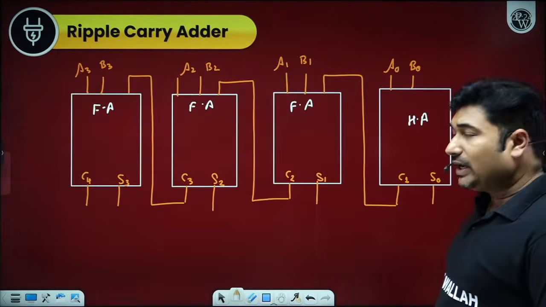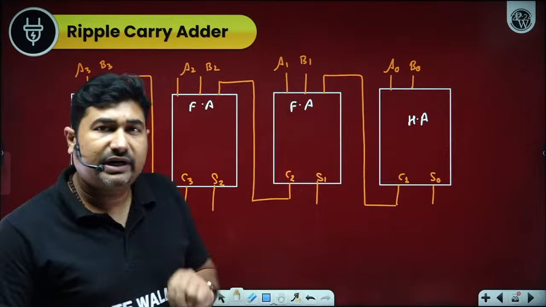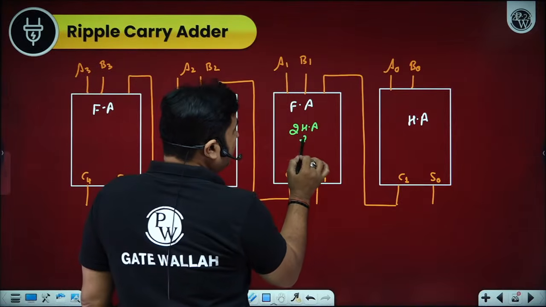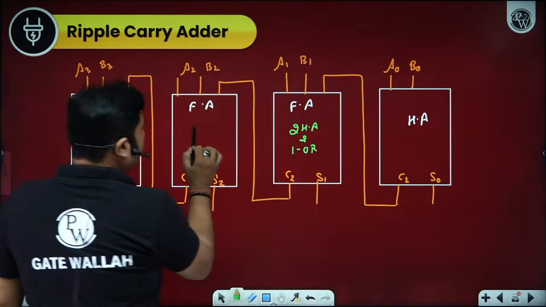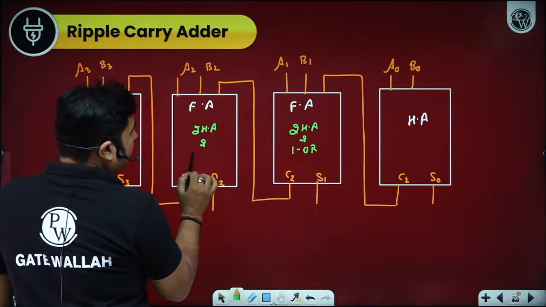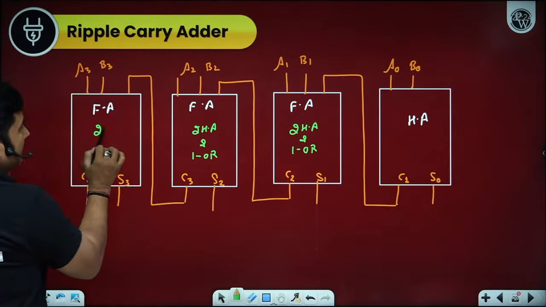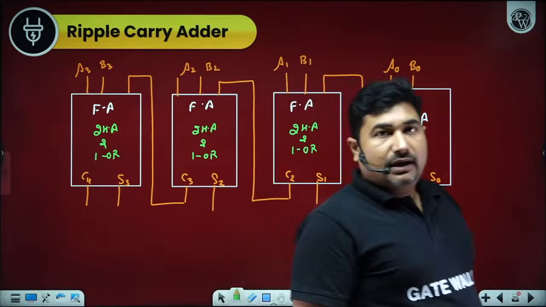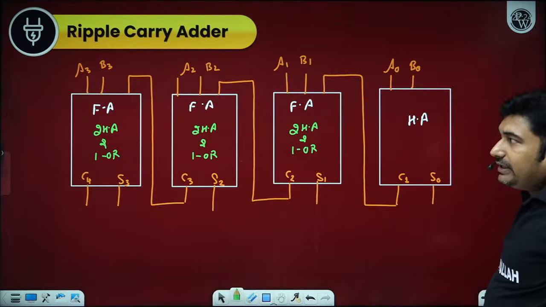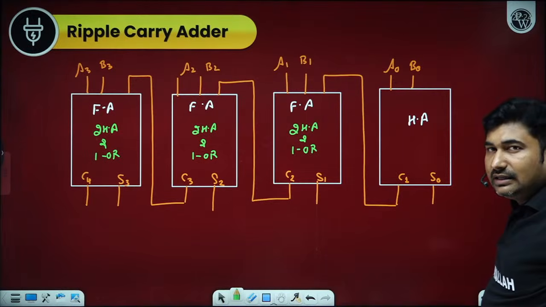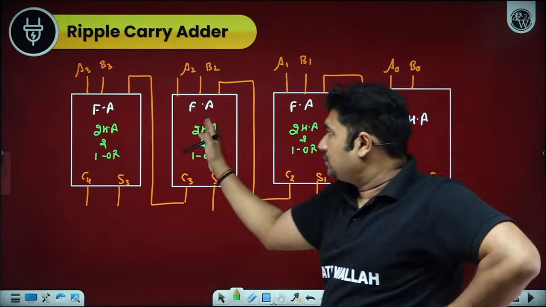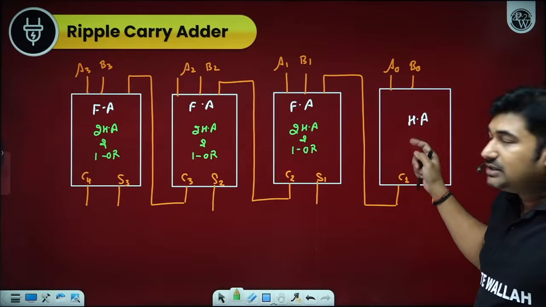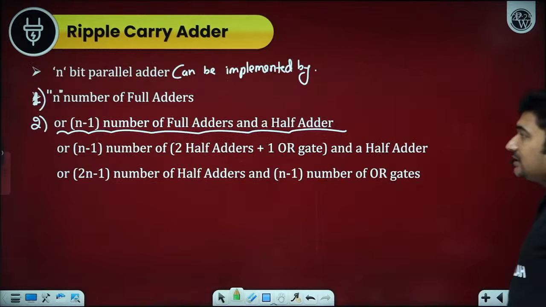Now we all know one full adder can be implemented by 2 half adders and 1 OR gate. It means how many half adders are required to implement an n bit full adder? Sir, we require 2, 2, 2, 2. So you can just write 2n minus 1. Is it okay? So 2n minus 1 half adders and n minus 1 OR gates.